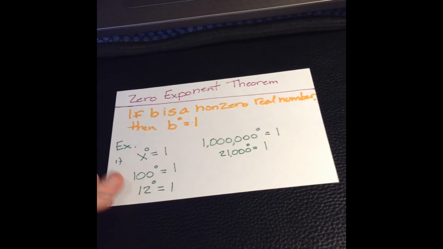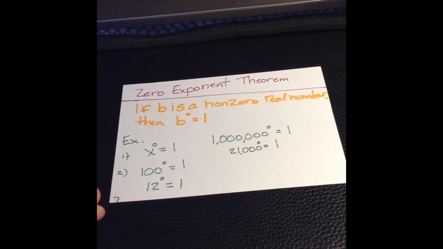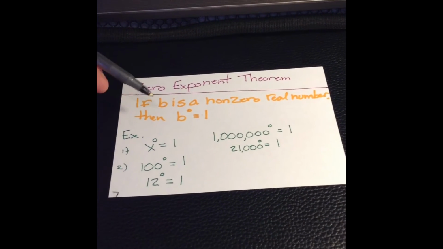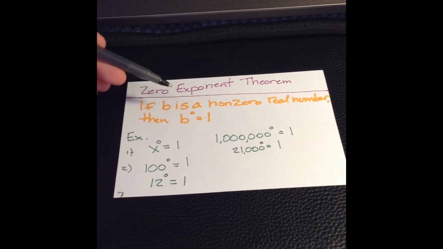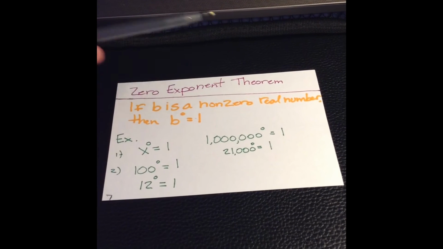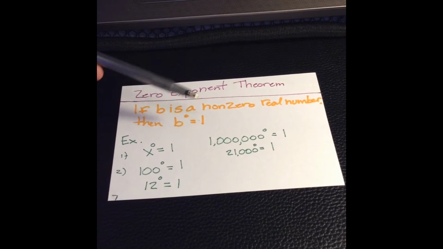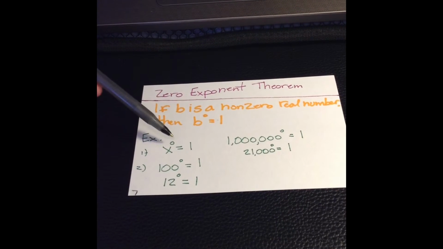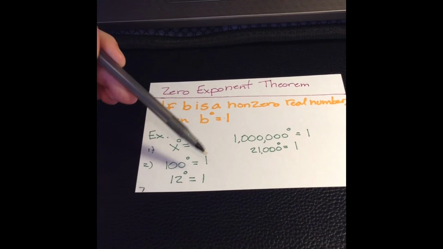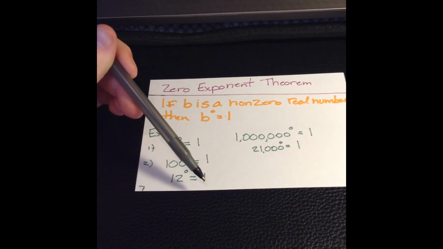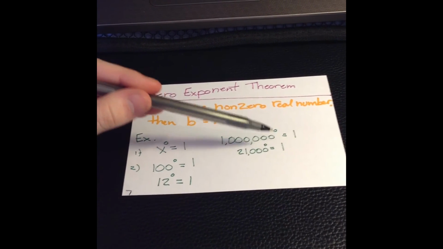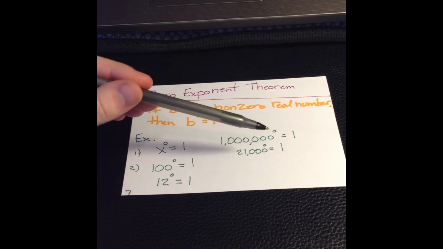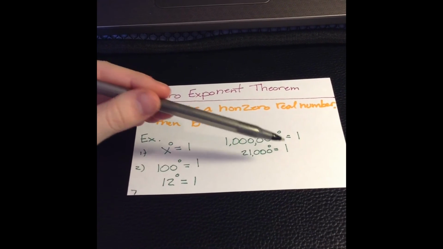And lastly, we have our zero exponent theorem that states that if b is a non-zero real number, then b to the 0 power equals 1. So, as you can see here, x to the 0 equals 1, 100 to the 0 equals 1, 12 to the 0 equals 1. No matter how big the number is, no matter what number it is, if it's to the 0 power, it will always equal 1.